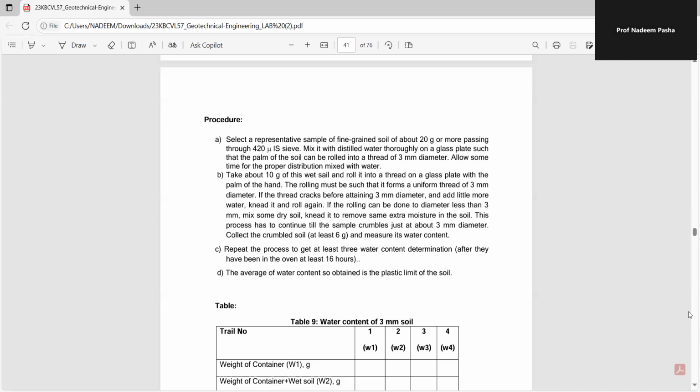So how are we determining the plastic limit of soil? In the first step, what we are doing, we are taking the soil sample of about 20 gram and adding some amount of water to it.